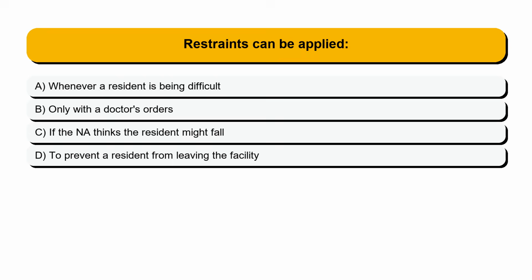Question 27. Restraints can be applied: Option A. Whenever a resident is being difficult. Option B. Only with a doctor's orders. Option C. If the NA thinks the resident might fall. Option D. To prevent a resident from leaving the facility.